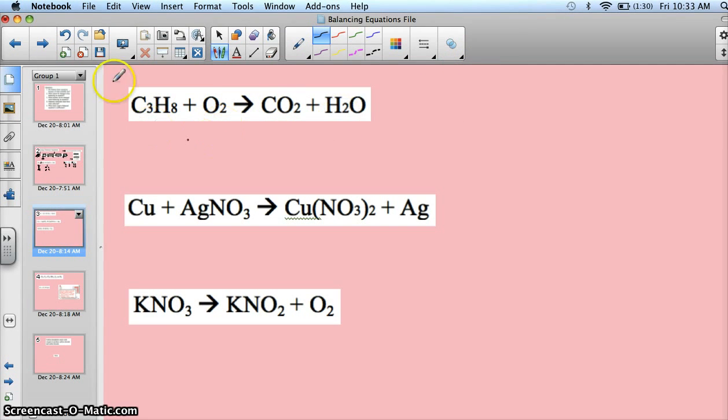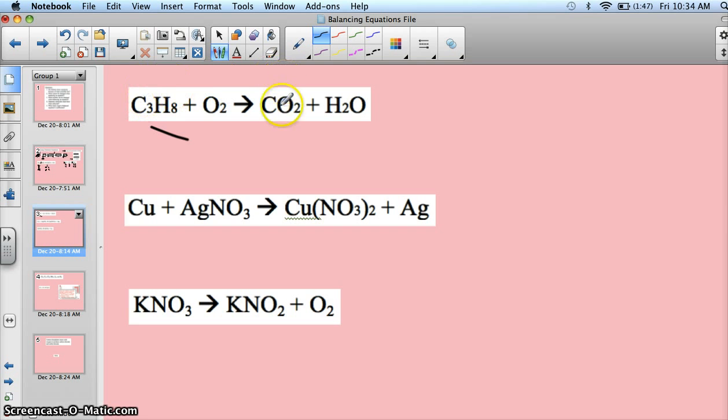Looks like we have 3 C's on this side and only 1 C here. Looks like we have 8 H's here and only 2 H's here. Looks like we have 2 O's here and 1, 2, 3 O's here. Wow, we're going to have to change every last one of them. Why don't you right now try to figure out what the answer is while I do this as well.